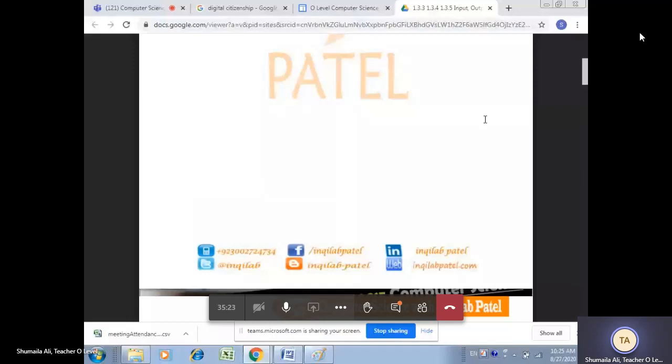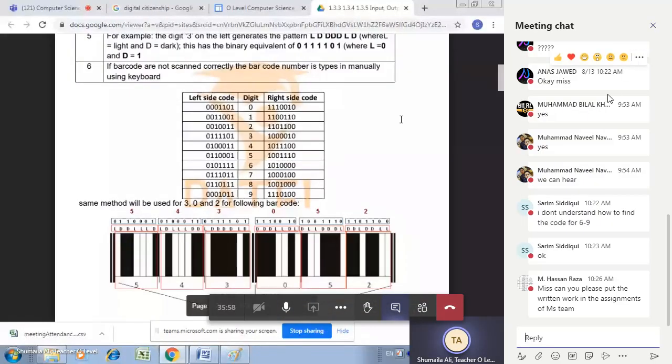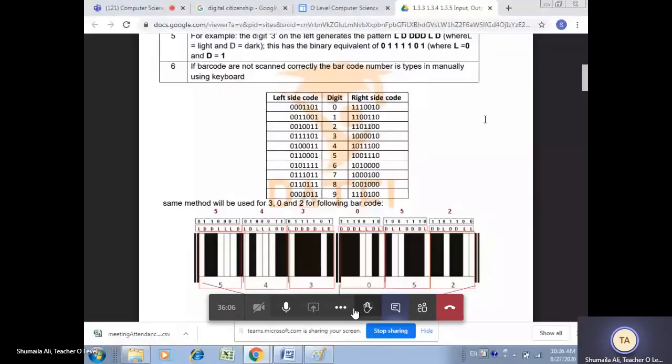Miss, can you please put the written work in the assignments of MS Teams? Okay, I write down the headings. You will write first the learning outcomes, then the definition of input device. I will prepare proper notes. I will also take screenshots heading wise, and then I will put them in MS Teams. Kindly start your written task in your journal, because maybe we have 2 more weeks virtually, so there are a lot of topics.